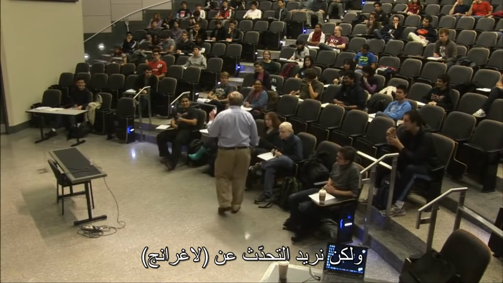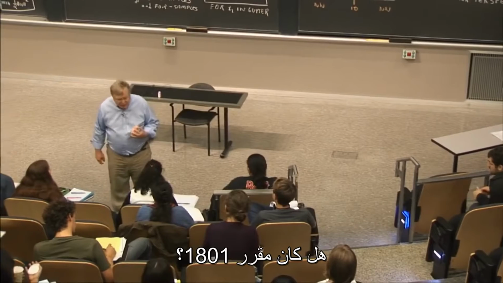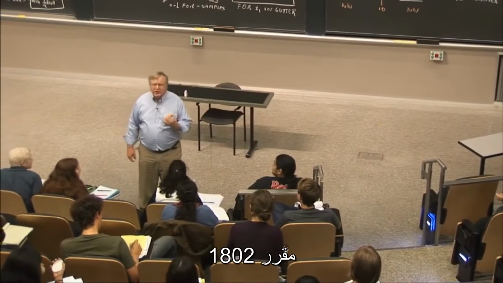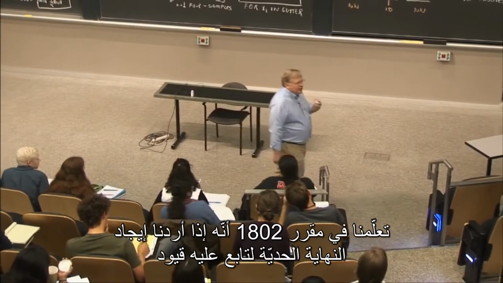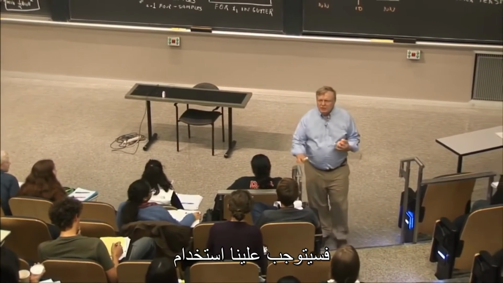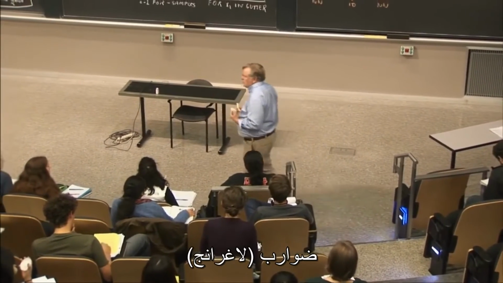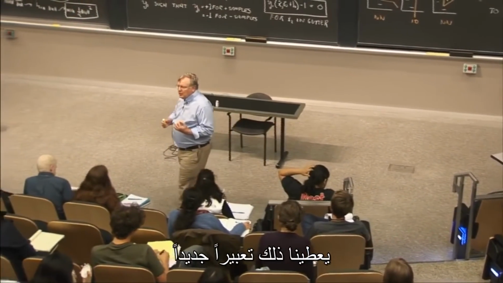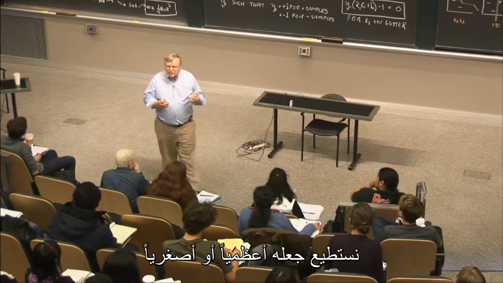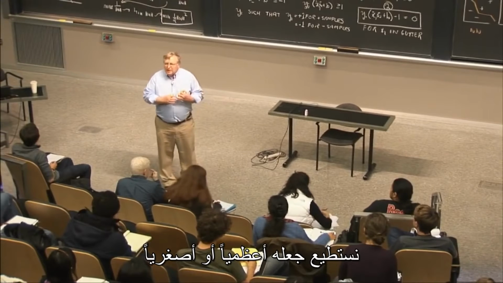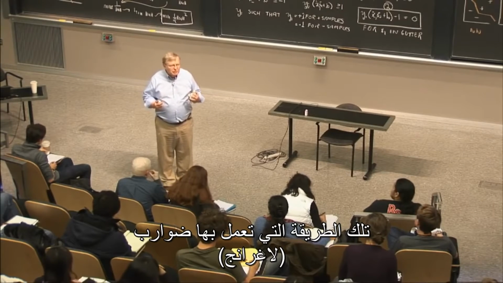But we want to talk about Lagrange because we got a situation here. Is this 1801? 1802? 1802. We learned in 1802 that if we're going to find the extremum of a function with constraints, then we're going to have to use the Lagrange multipliers. That will give us a new expression which we can maximize or minimize without thinking about the constraints anymore. That's how Lagrange multipliers work.